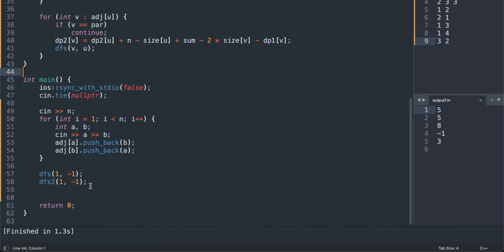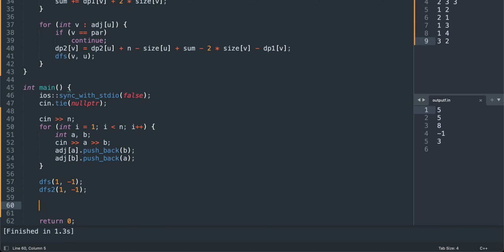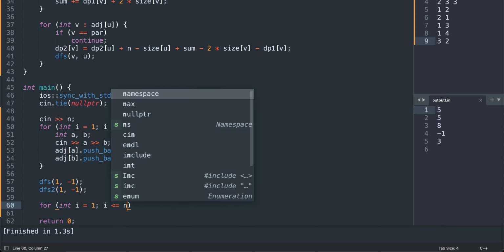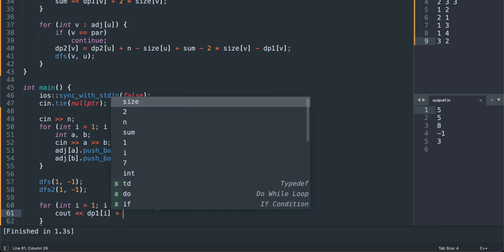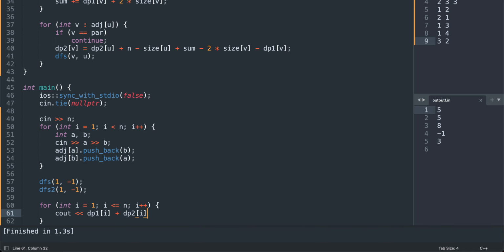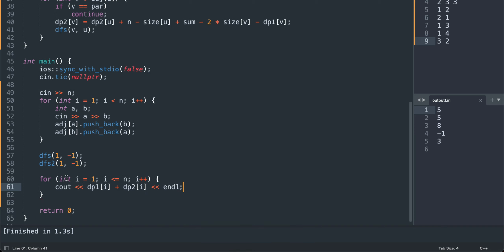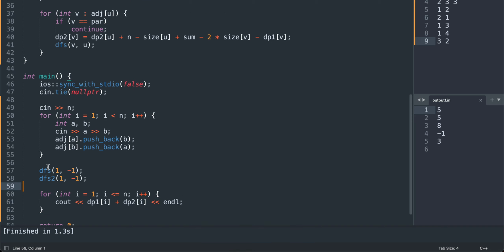Yeah. So let's go through all the nodes, and I can write cout dp1 of i plus dp2 of i. Okay, let's verify n for everything.